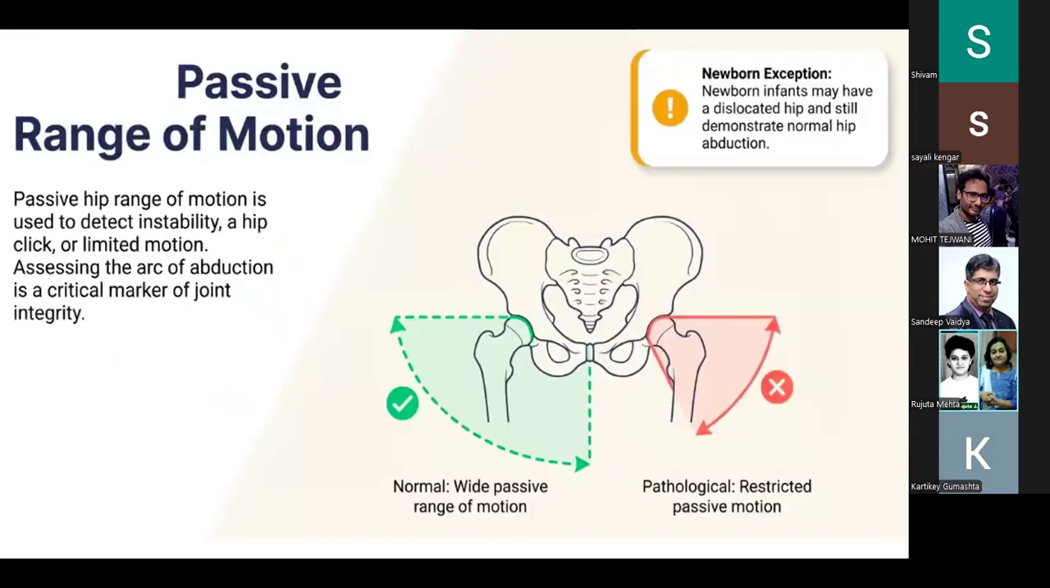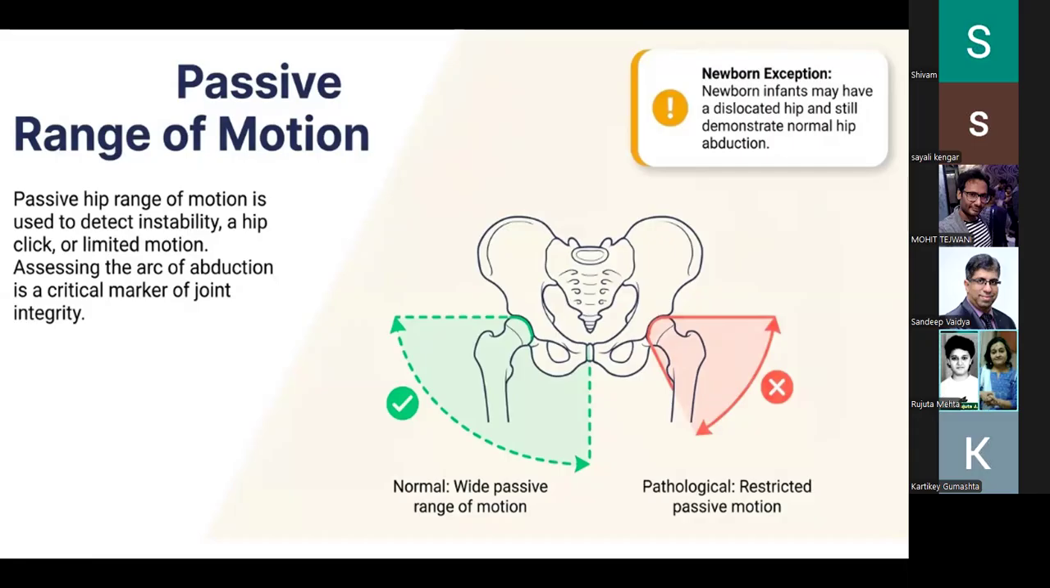Passive range of motion is used to detect instability in the hip. Assessing the arc of abduction is a critical marker of joint integrity. In DDH, abduction is decreased while other range of motion may be increased or normal. Newborn infants may have a dislocated hip and still demonstrate normal hip abduction. This is an exception.